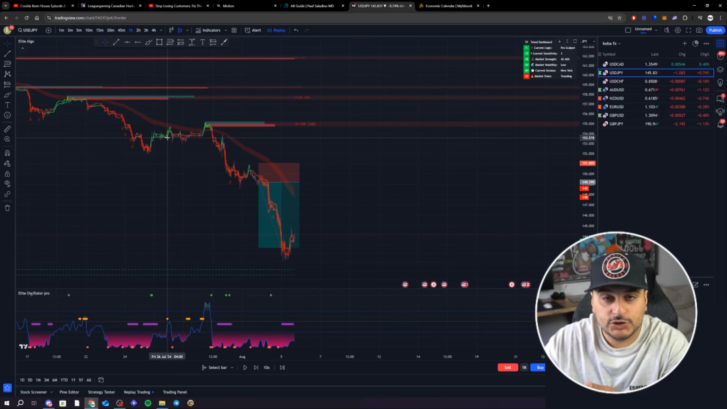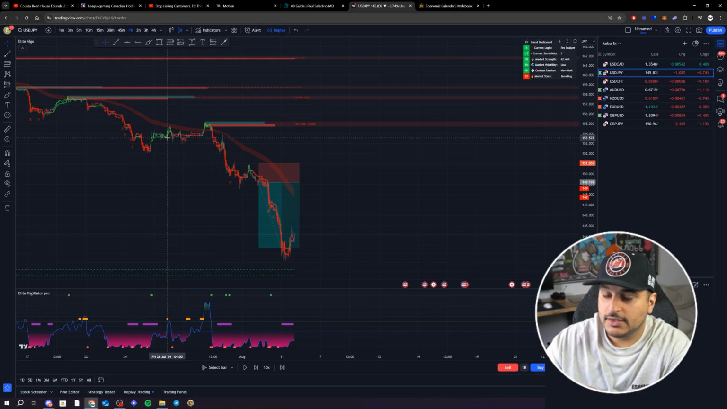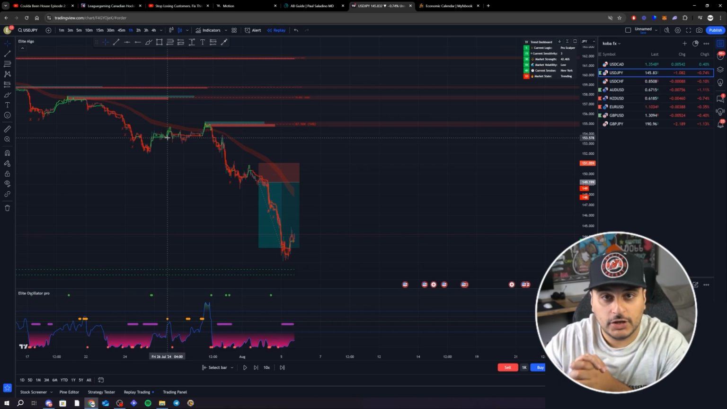Now that we understand this strategy, I'm going to show you guys another tip that will help you tremendously in your trades with any strategy that you're using when you're trading Forex specifically. If you're trading crypto, don't worry about this right now. But if you're trading Forex, this next tip is going to help you tremendously in the market when you're trading.